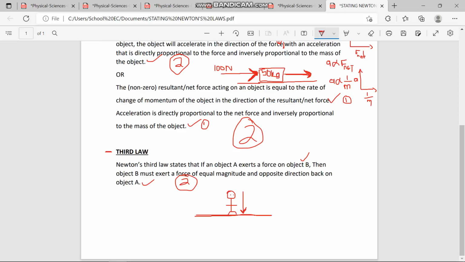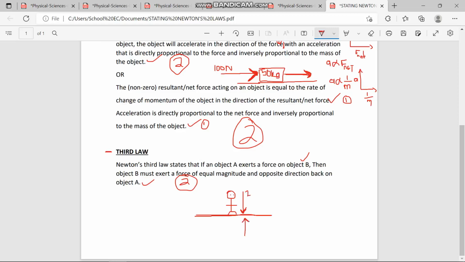So this is you, pulled by the Earth to be on the ground. Why don't you go underground? Because you are also applying the very same force, of equal magnitude, to the Earth, meaning that you are also pulling Earth upwards with an equal force.